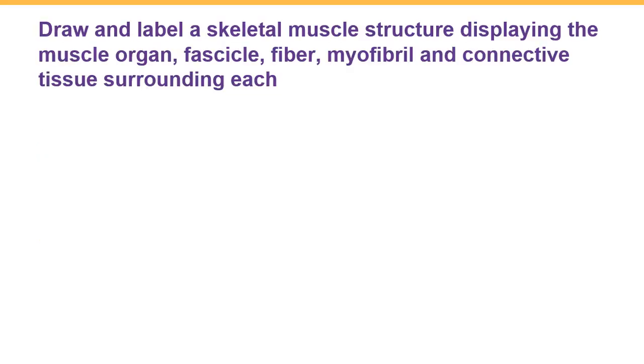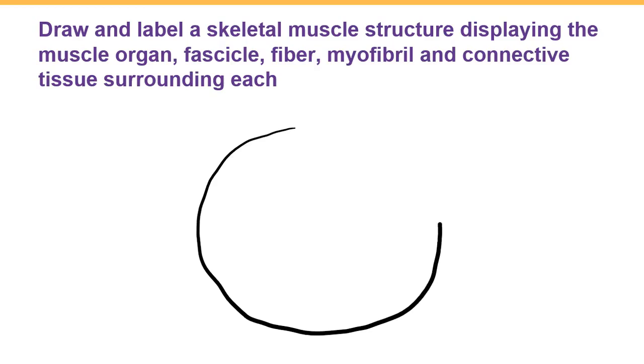Now it's time to draw. Let's draw and label a skeletal muscle structure: muscle organ, fascicle, fiber, myofibril, and also the connective tissue surrounding each. Are you ready? Let's do that together. Let's start with the whole muscle, the muscle organ. For that, let's draw a large circle, which would be the cross section of the muscle as an organ. Okay?